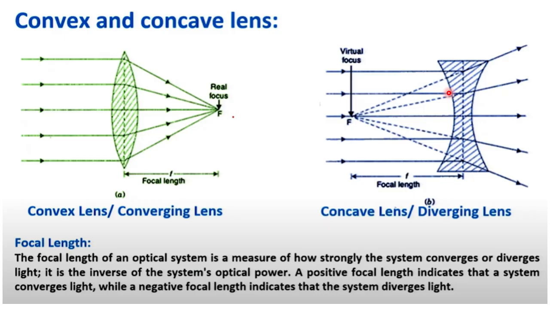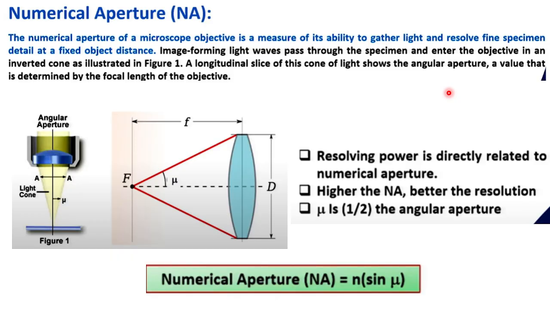So what is the focal length? The focal length of an optical system is the measure of how strongly the system converges, in the case of a convex lens, or diverges, in the case of a concave lens. It is the inverse of the system's optical power, and a positive focal length indicates that a system converges light, while a negative focal length indicates that the system diverges the light.